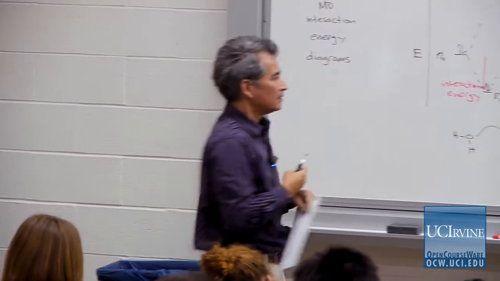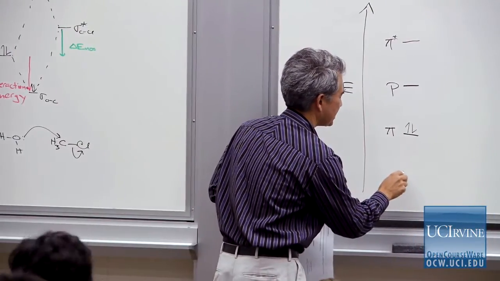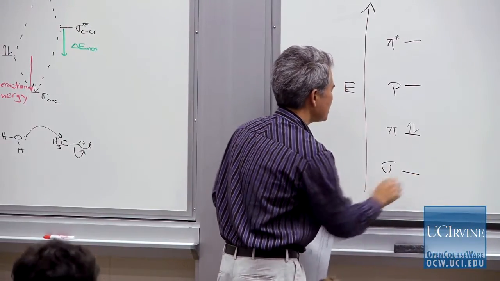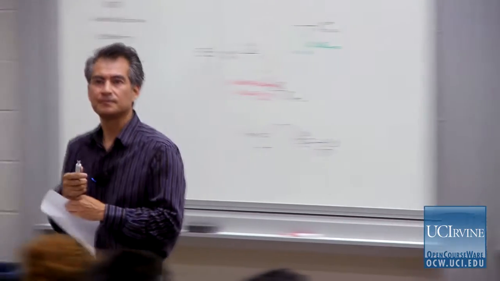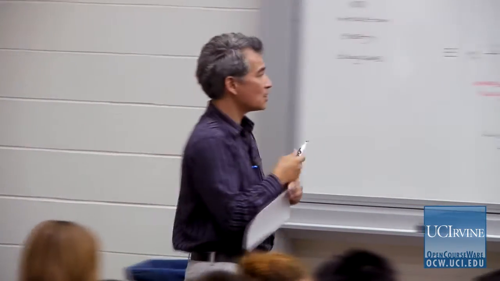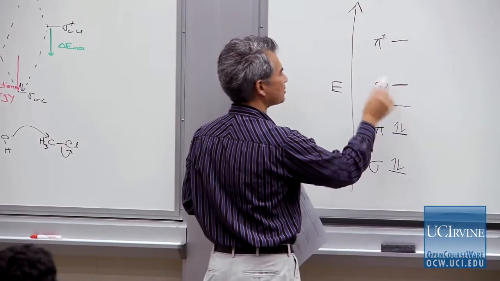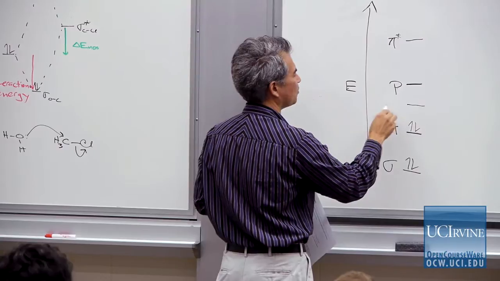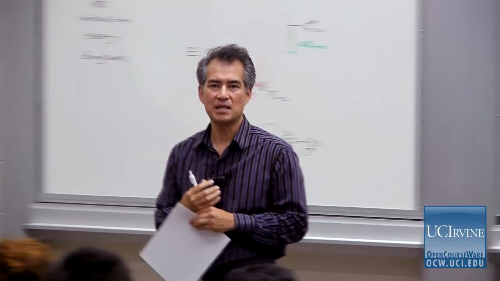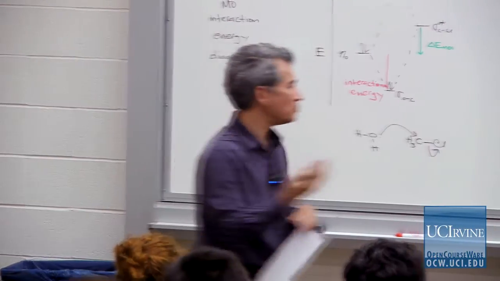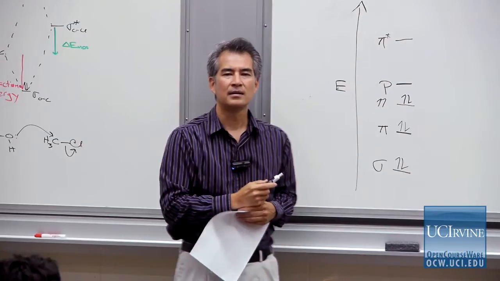Now, if I take another orbital and I mix it in with these in order to get a sigma bond, those are the lowest energy orbitals of all, the lowest energy filled orbitals of all. I can also mix in some S character and get a non-bonding orbital. If you mix in S character, that's definitely lower in energy than a P orbital. Those are things like sp3 lone pairs, sp2 lone pairs. Lone pairs are the highest energy filled orbitals that we will ever talk about.